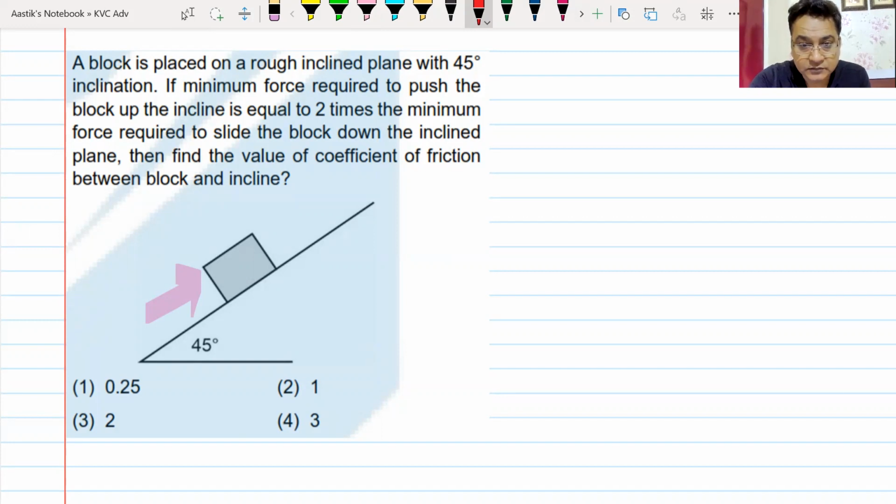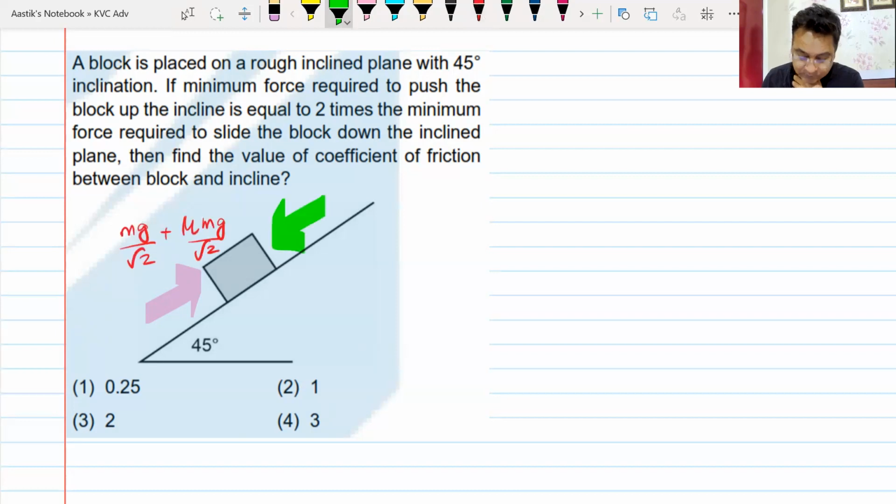mg by root 2 plus mu mg by root 2. Mg by root 2, which is downwards, plus mu mg by root 2, which is also downwards. Yes or no? Yes, sir. What about the minimum force which is required to push it downwards? Mu mg by root 2.